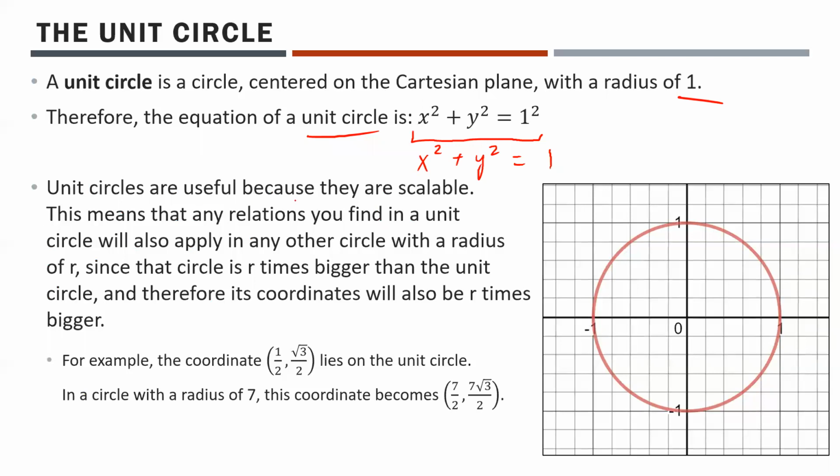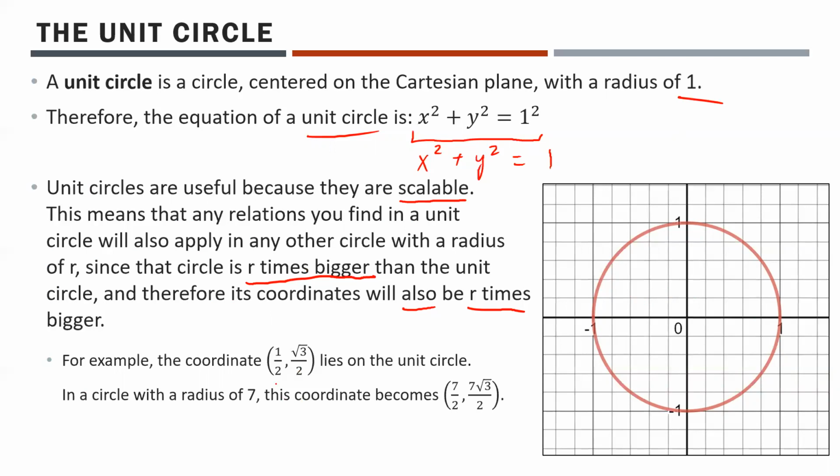Now, unit circles are really useful because they're scalable. This means that any relations you find in a unit circle will also apply in any other circle with a radius of r, since that circle is r times bigger than the unit circle, and therefore its coordinates will also be r times bigger. In a little bit more clear English, if you had another circle with, let's say, a radius of 3, every relationship that you saw in that original circle with a radius of 1 will be multiplied by 3 in the circle with a radius of 3.